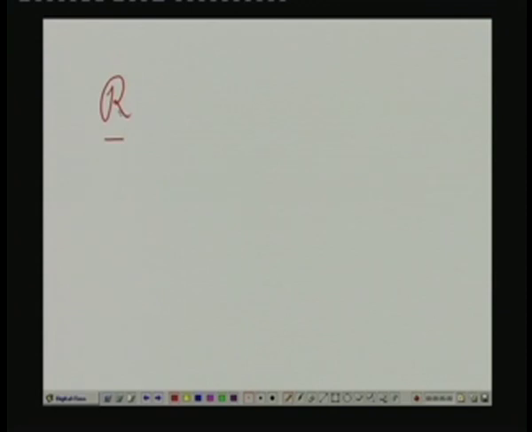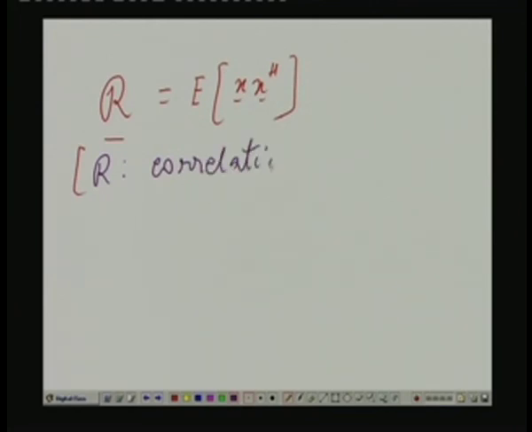Then with these definitions you define a matrix R. As I told you last time, whenever I have a matrix, I will denote it by an uppercase letter like this capital R with an underscore, and whenever I have a vector, I will denote it by a lowercase letter with an underline, and when no underline is present, irrespective of whether I use a capital or lowercase letter, it will be a scalar. Suppose I define R as E of x x Hermitian. What does it mean? In fact, R is called the correlation matrix.